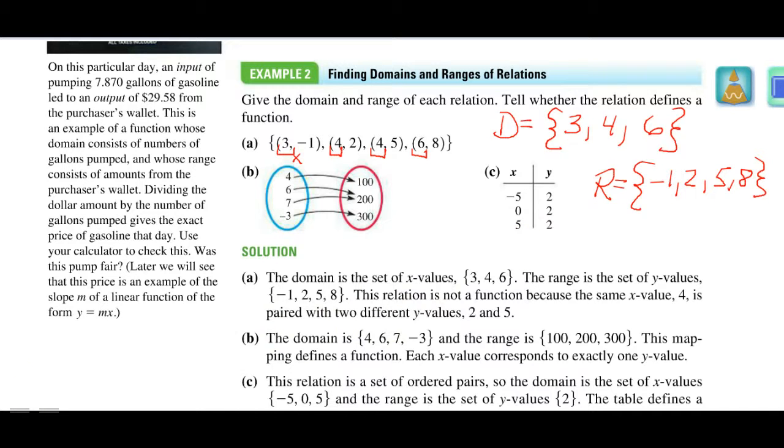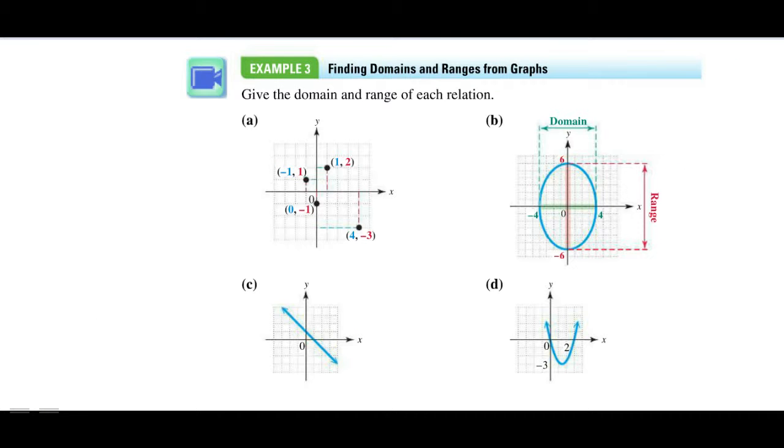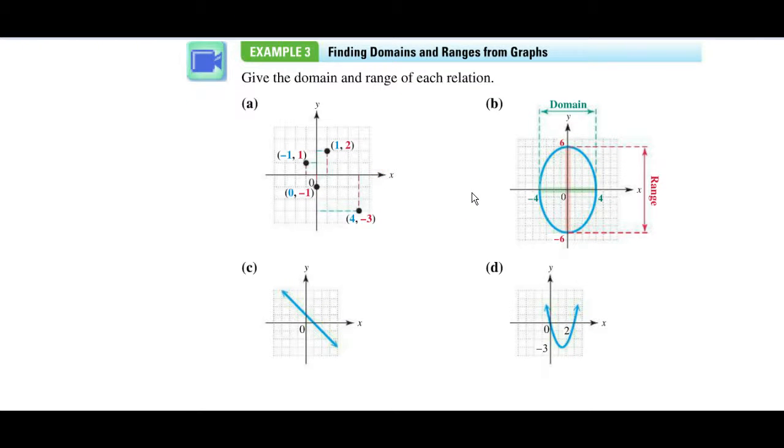Okay, and they give you the material in the text. Now in example 3, they're asking you to look at these graphs and then pick out the domain and range and then give them, I believe, in interval notation, or whatever method they want you to use. So let's take a look at this first one here.